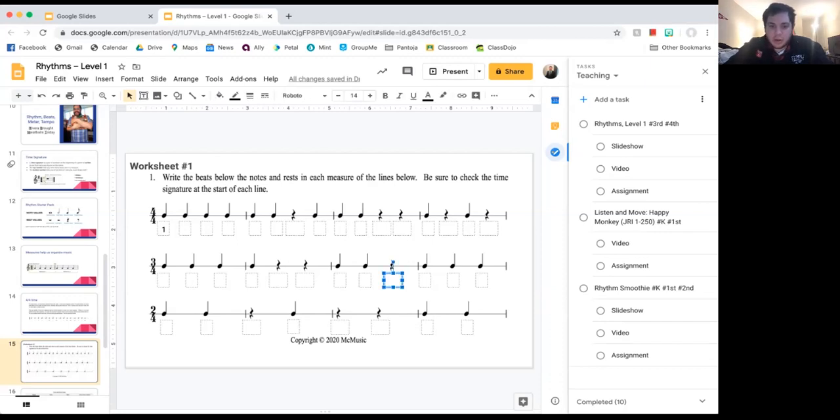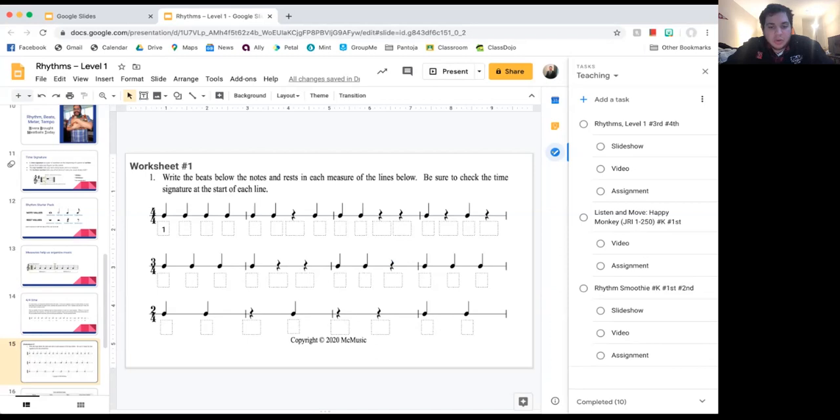I'm going to show you another one here. All right. This one, it says 3/4. It means that there are 3 quarter notes in a measure. 1, 2, 3, 1, 2, 3, 1, 2, 3, 1, 2, 3, for a total of 12 beats. But we're going to divide those into groups of 3, which means there are 4 groups of 3.